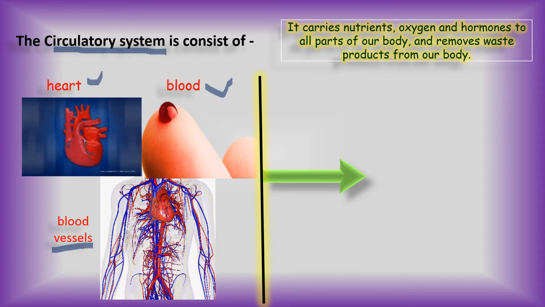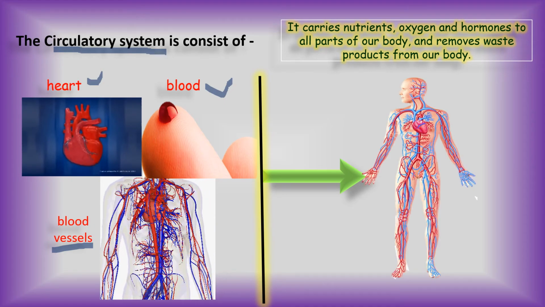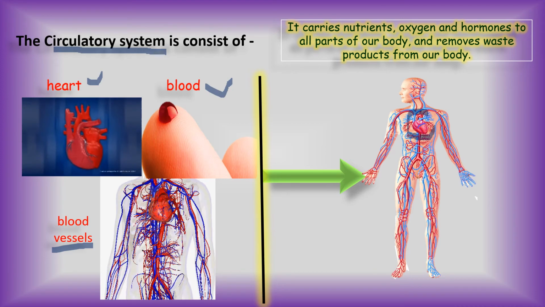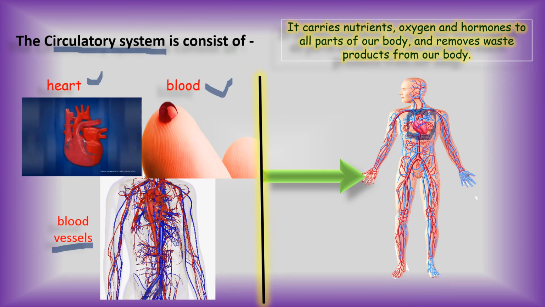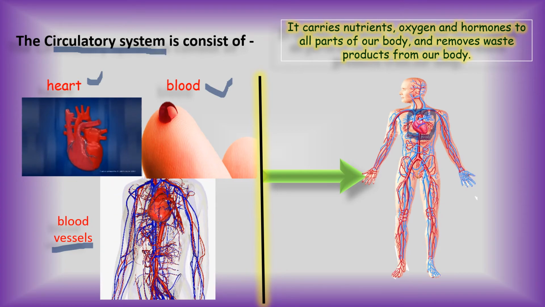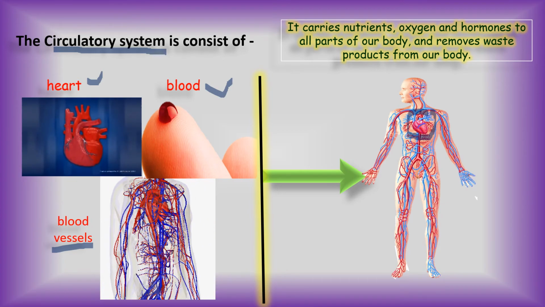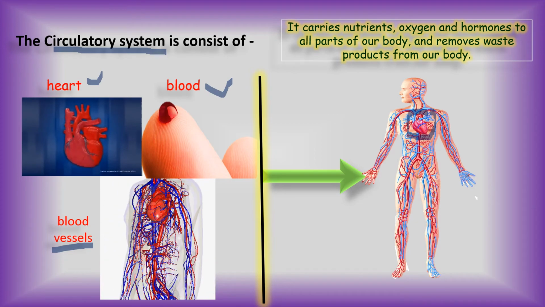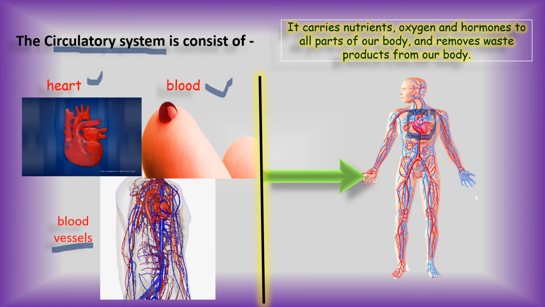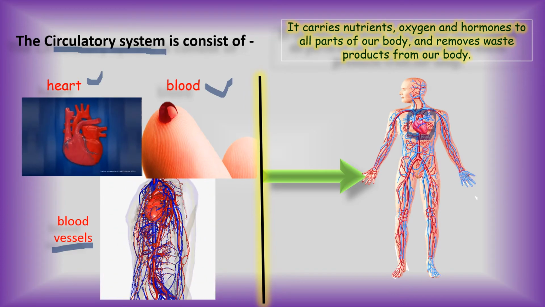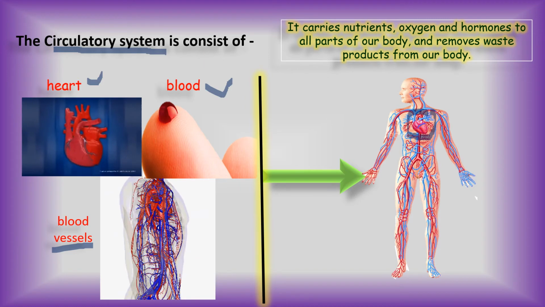Now children, see in this picture how our heart is connected with blood vessels, which spread all over our body. With the help of these blood vessels, blood flows or circulates in our body. This much is clear? Now, let's discuss one by one the organs involved in the circulatory system. Let's start with the heart. What is the heart?